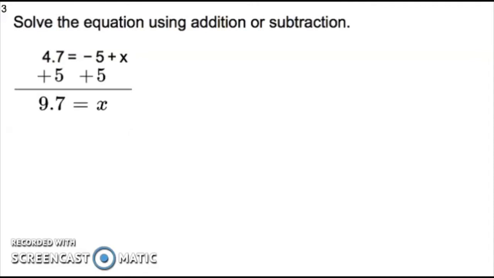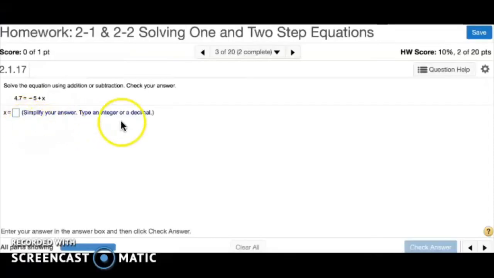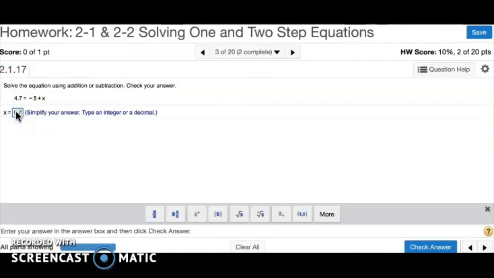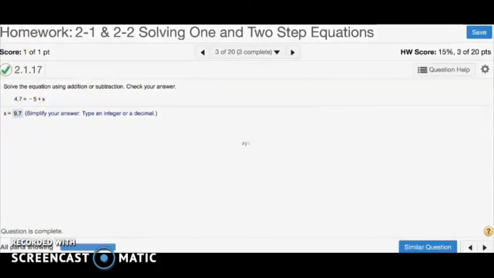So let's type that in. Now it says we are allowed to type in a decimal, which is what we have. So again, our answer is 9.7. That's the answer for number 3.